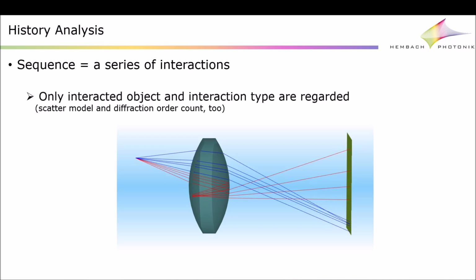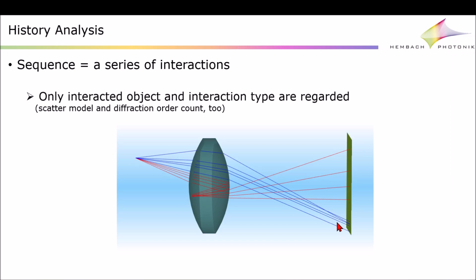In that sense, an interaction sequence is defined as a series of interactions where only the interacted object and the interaction type are regarded. That is illustrated by this screenshot of a ray tracing simulation. All blue rays share the same interaction sequence, which is creation by the source, transmission through the lens front, transmission through the lens back, absorption by the screen.